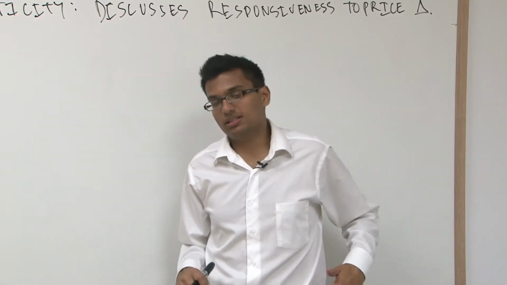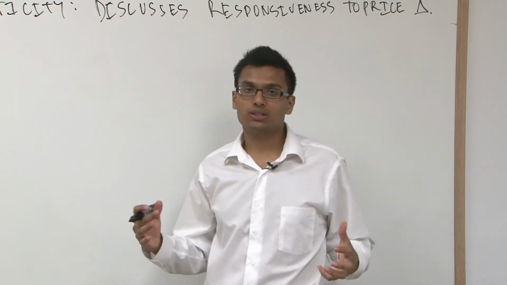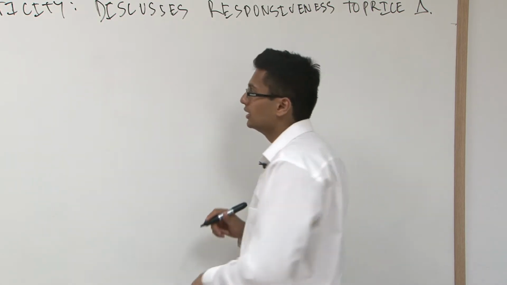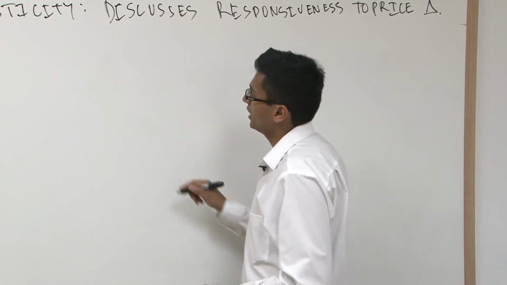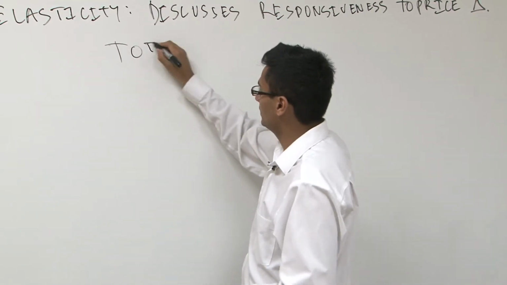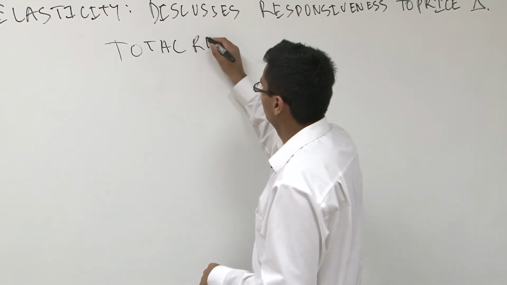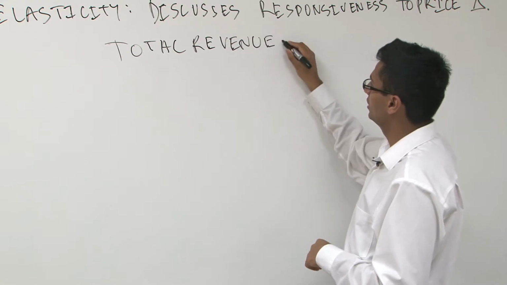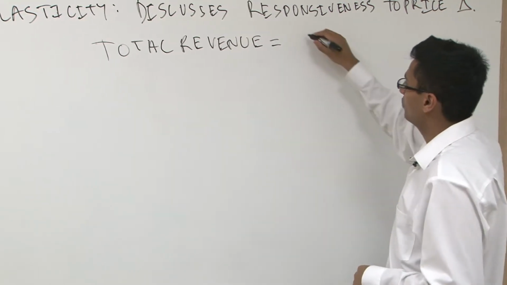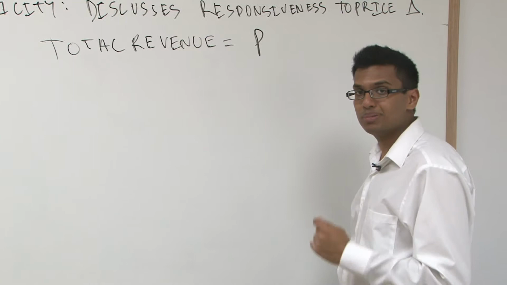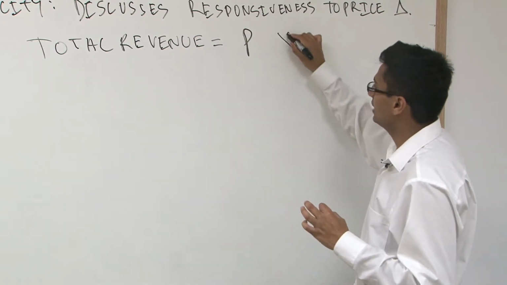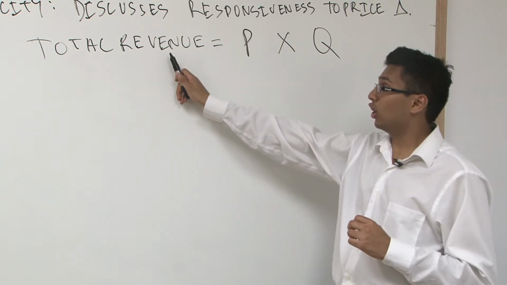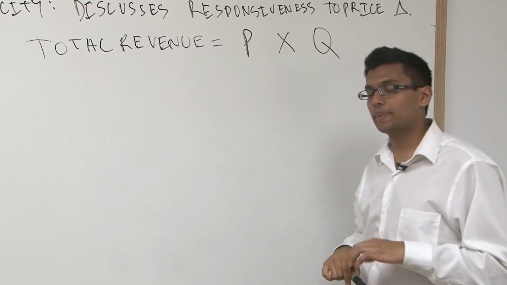So that being said, let's talk about a pretty broad equation to explain elasticity in more detail. My first equation is that my total revenue, TR, is equal to my price, P, times the quantity, Q. Total revenue equals price times quantity.